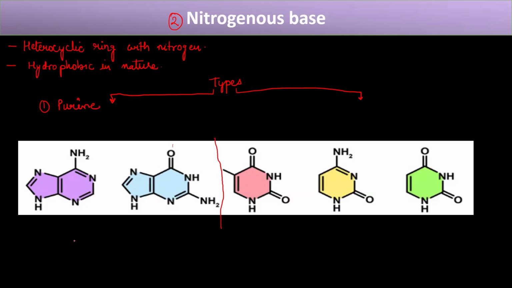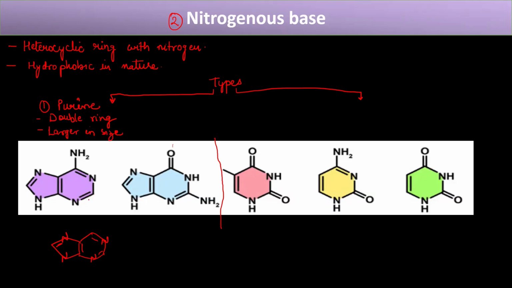So the structure that we are seeing here, or I can also draw a general structure, will look something like this. It has nitrogen, nitrogen, nitrogen, and nitrogen. So this is the general structure of purine. So what do we have in the purine? We can see it has a double ring. Purine has a double ring, and if I talk about the size, it is larger in size.